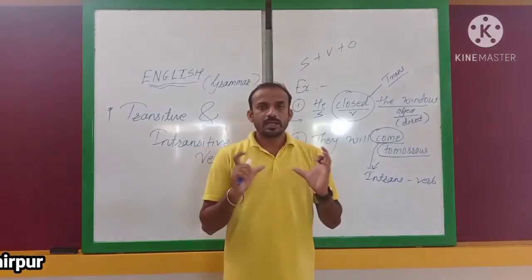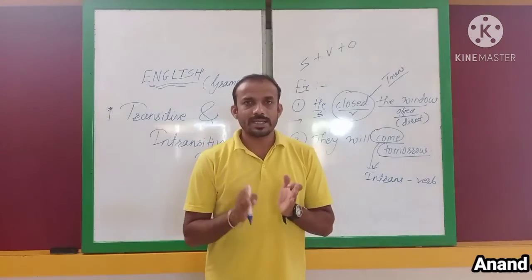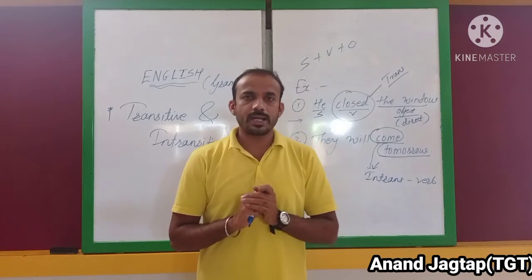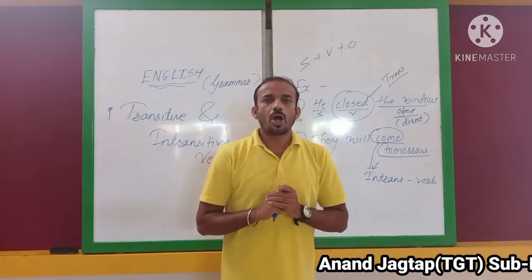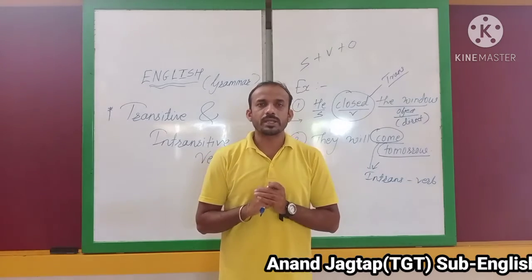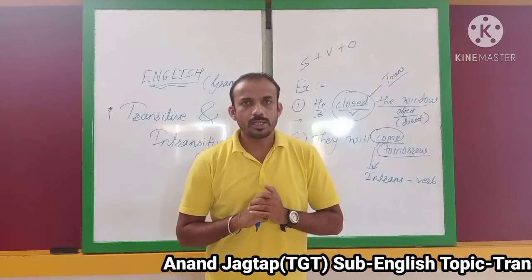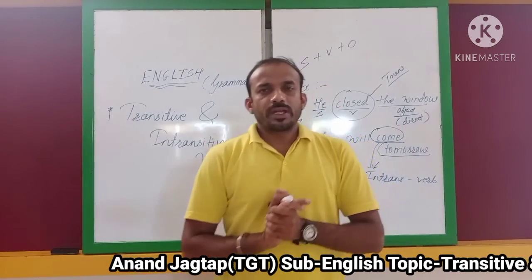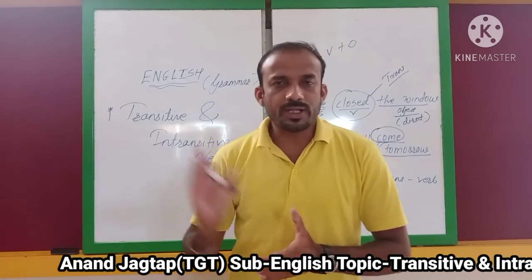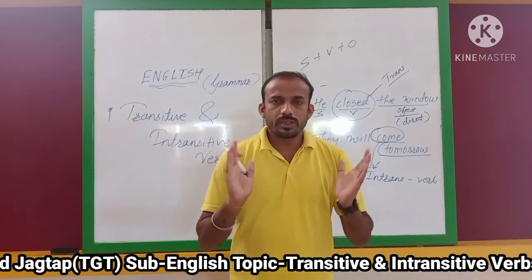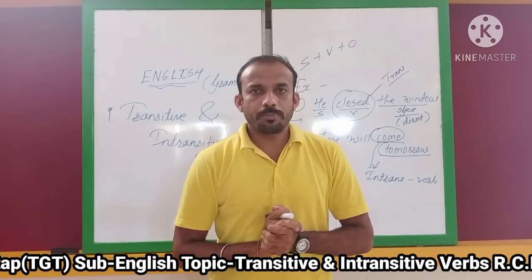So simply, transitive is what? That object is receiving an action, that is direct object. And in intransitive there is no direct object, so the indirect object is not able to receive the action of that particular sentence. The detailed explanation of this topic, transitive and intransitive verb, we will see with the help of PowerPoint presentation.